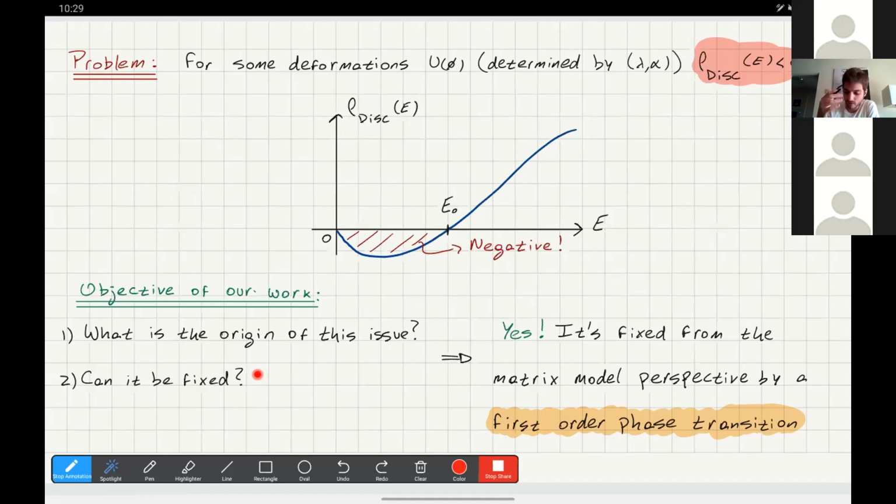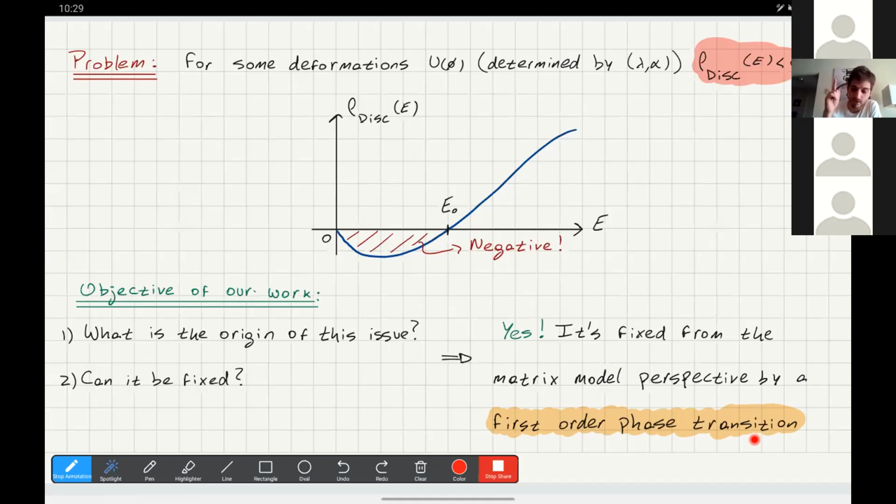And what we found in our paper is that the origin has to do with some multi-valued potential that appears on the matrix model. And the way it is naturally fixed by the matrix model is by accounting for a first order phase transition that actually shifts the vacuum energy, okay? So that's what happened from the matrix model perspective. I should say that all of our computations are using the matrix model stuff, okay? A very interesting question is to understand how this can be properly understood just from gravity side.